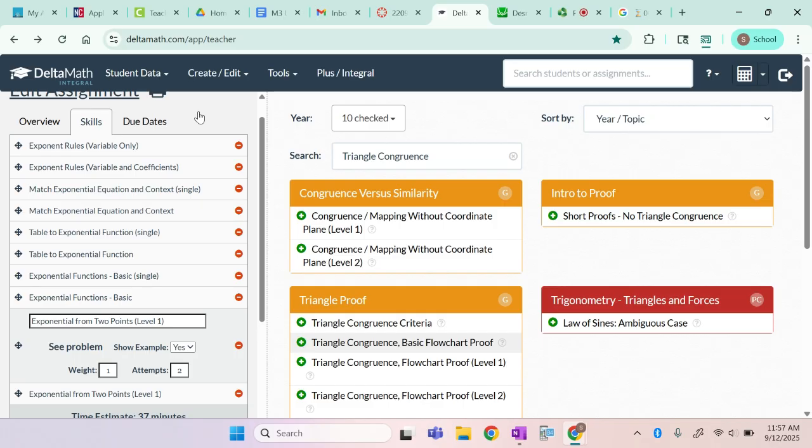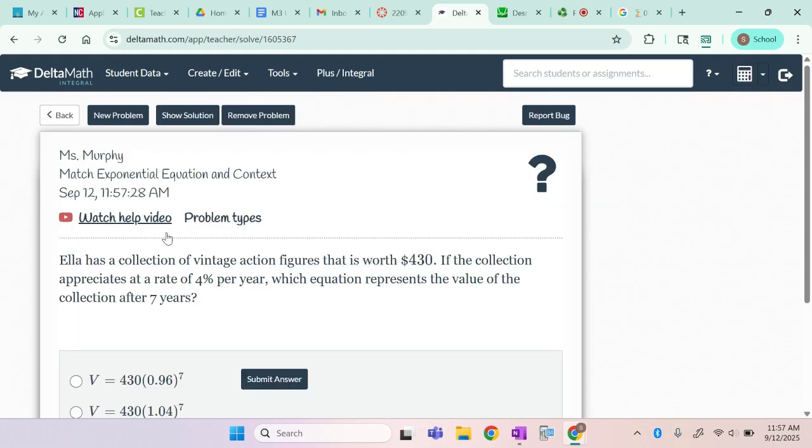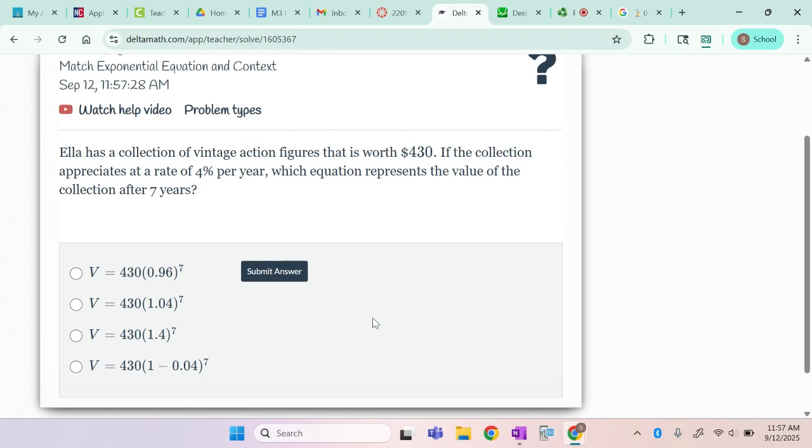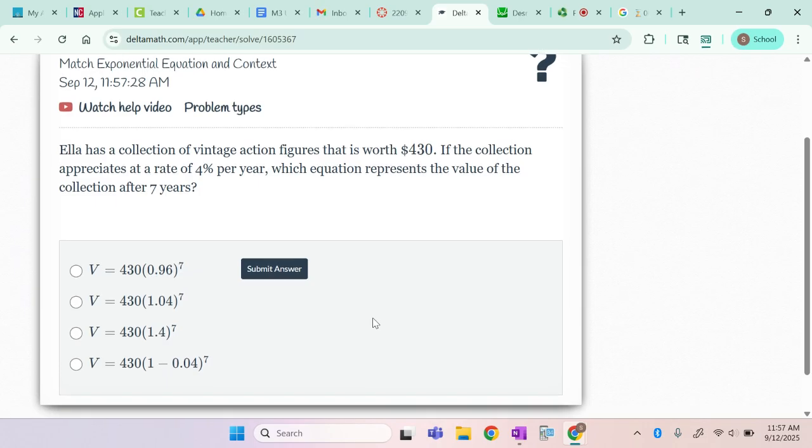All right, so the first one that we're going to do, once you get up there, we're going to do all the ones that on my end say single. I know they don't say single on your end, but we're going to do this very first single one, which is the very first match exponential equation in context. Click on that. It should be the exact same problem for everyone.